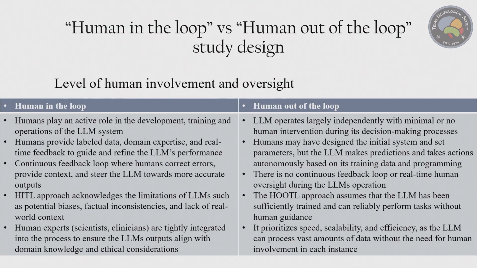And to briefly state, human out of the loop is where basically the large language model operates independently with minimal to no human oversight or intervention. Humans may have designed the initial system parameters, but the large language model makes predictions and takes actions autonomously based on the training data and programming. I do not think we're at the stage yet of a human out-of-the-loop model, and I do not think that we should be practicing at a human out-of-the-loop model level.